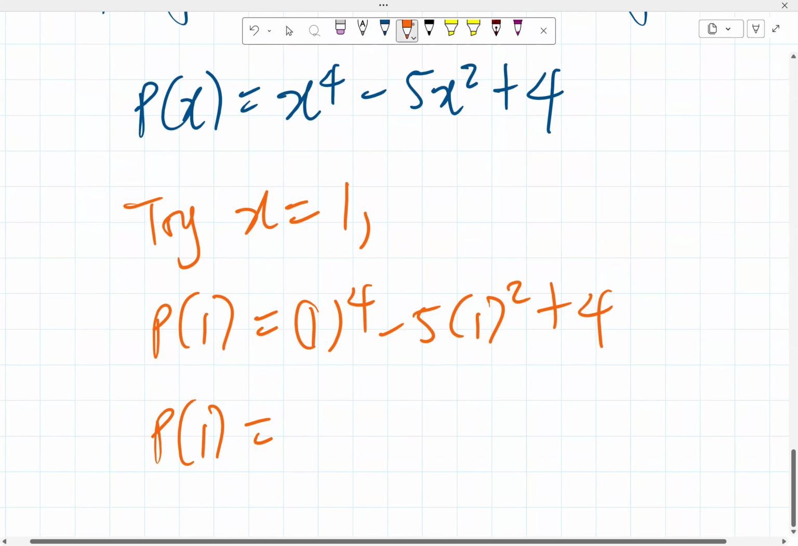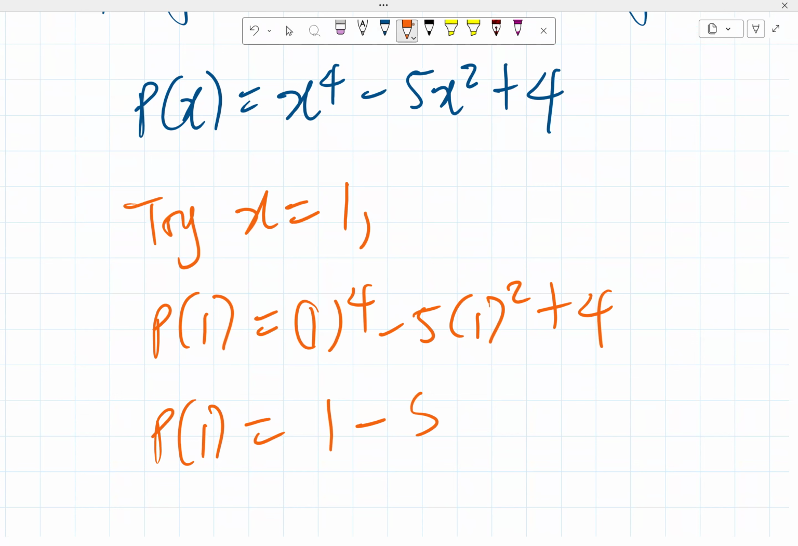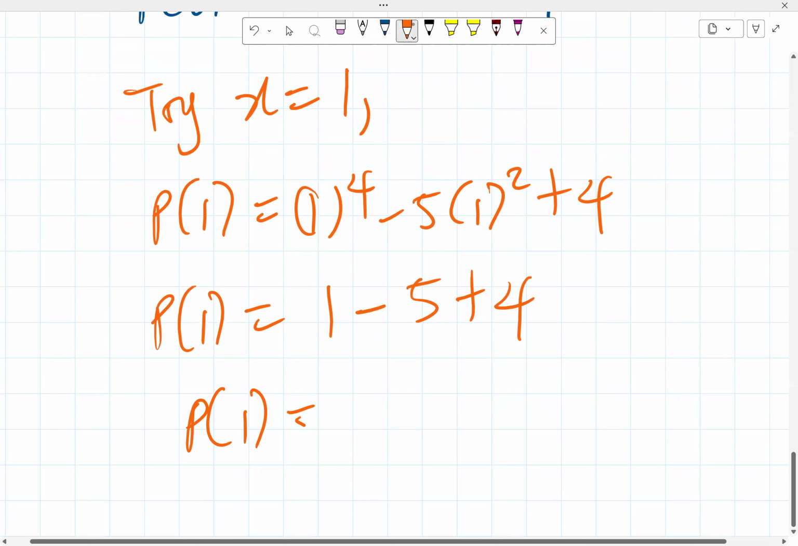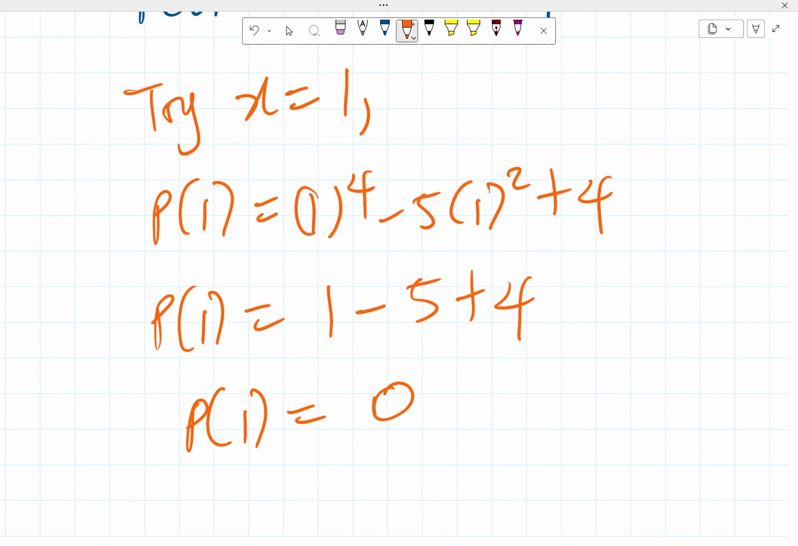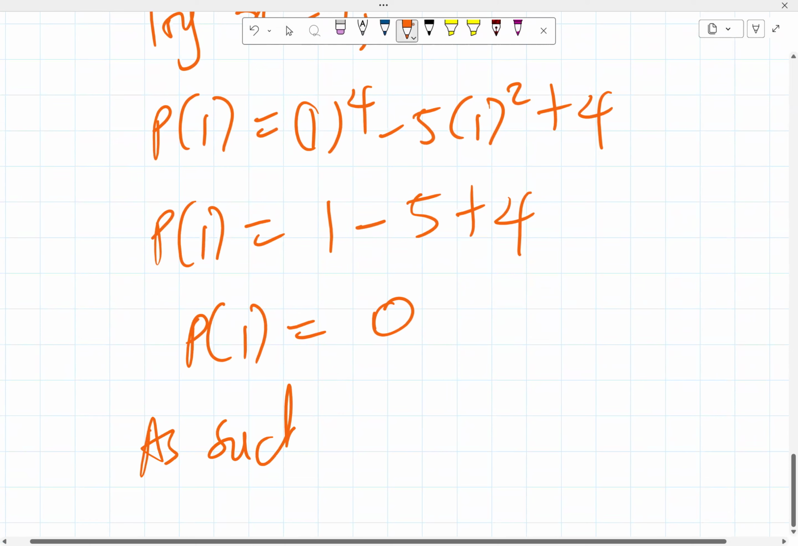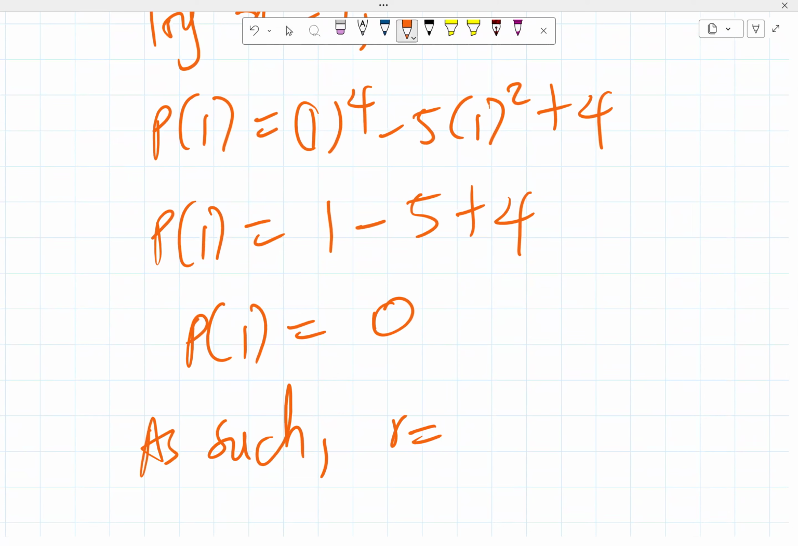So P of 1 equals 1 raised to the power 4 is 1, 1 raised to the power 2 is 1 times 5, that's 5, plus 4. Thankfully, this is sweet. So P of 1 is equal to 0. So even from the first one we got, we are good to go. As such, we have R equals 1 is a root.